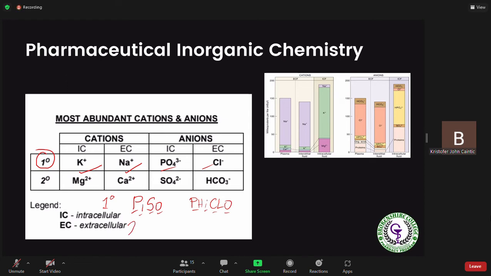Then the secondary are the following. We have your MICO for cations. Magnesium in, calcium out. For anions, we have SIBO, which is sulfate in, bicarbonate out. So again, these are the secondary and primary cations and anions rather. So these are abundant ions that are found in our body. PISO, PICLO, MICO, and SIBO.